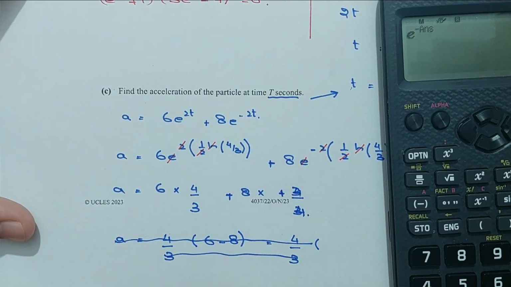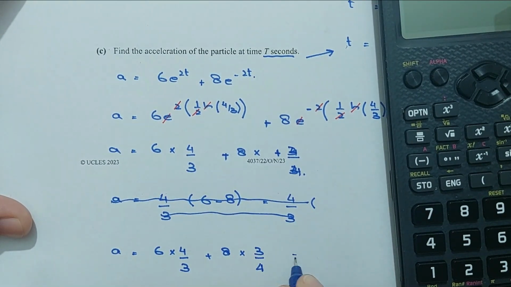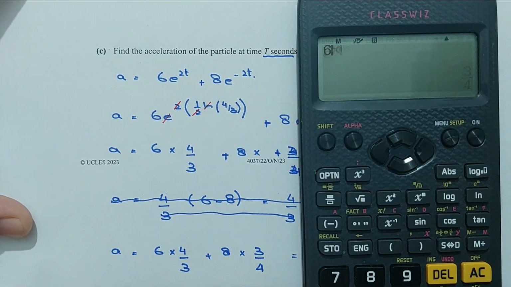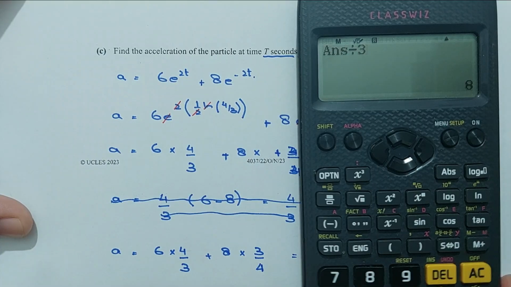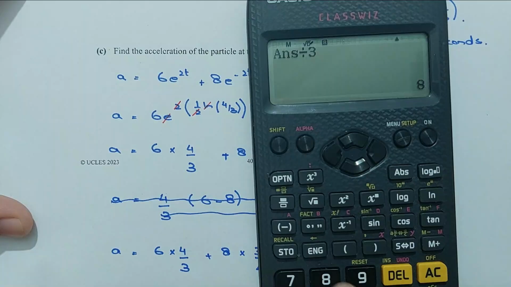So a is equal to 6 into 4 by 3 plus 8 into 3 by 4, right? Let me simplify this further. 6 times 4 over 3 is 8, plus 8 times 3 over 4, which is 6.